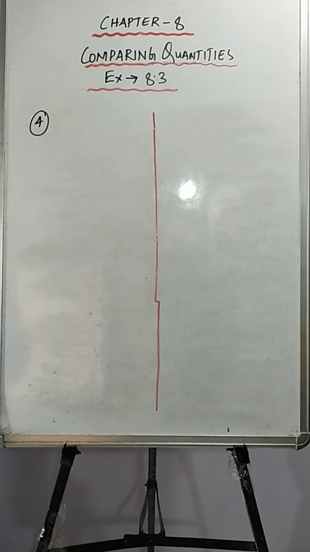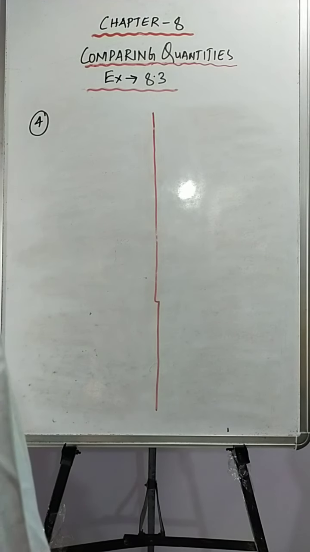Students, now in this session I will explain question number 4 and 5 of exercise 8.3, chapter Comparing Quantities. Now what is there in question number 4? I borrowed rupees 12,000 from Jamshed at 6% per annum simple interest for 2 years. Now in the second sentence it is written, had I borrowed this same sum at 6% per annum compound interest, what extra amount would I have to pay?